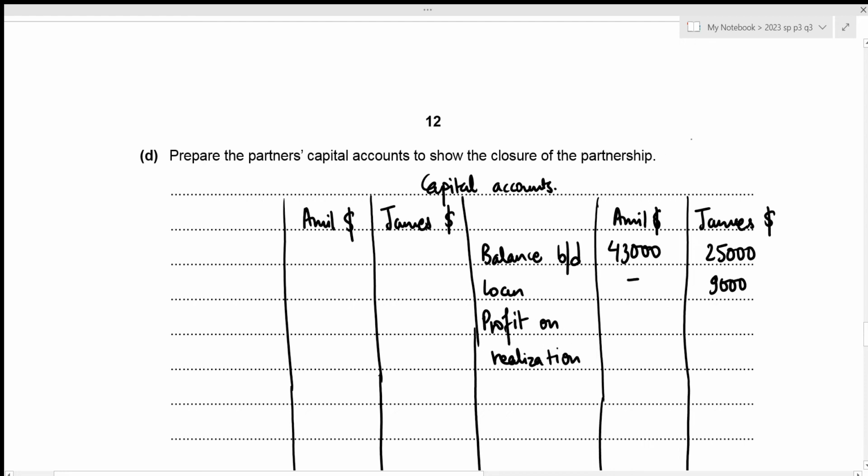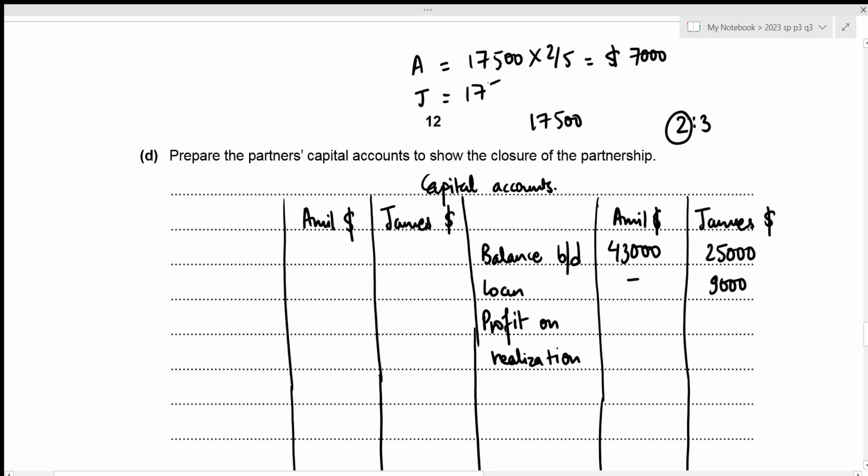And their profit sharing ratio is 2:3. And we figured out the total profit on realization to be 17,500, which means that the profit on realization for Amil is going to be the total amount of 17,500 times 2 out of 5 parts. So that's 2 by 5, which results in his share of profit on realization to be 7,000. And for James, that will be the total amount of 17,500 times 3 parts out of the 5 parts. So that's 3 by 5, which results in 10,500. Let's write it down. That's 7,000 for Amil and 10,500 for James.